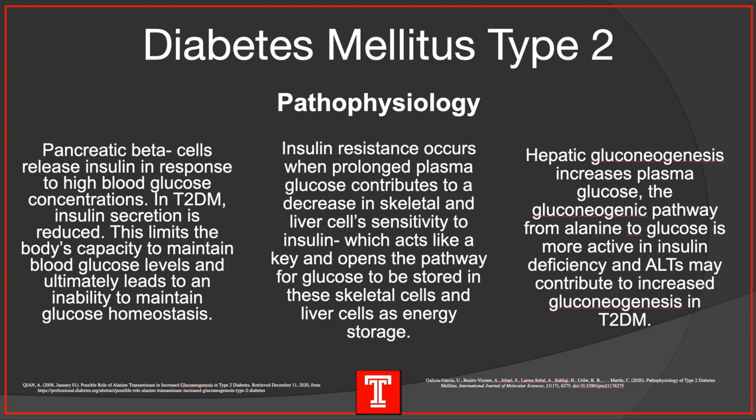Hepatic gluconeogenesis increases plasma glucose. The gluconeogenic pathway from alanine to glucose is more active in insulin deficiency, and ALTs may contribute to increased gluconeogenesis in type 2 diabetes mellitus.